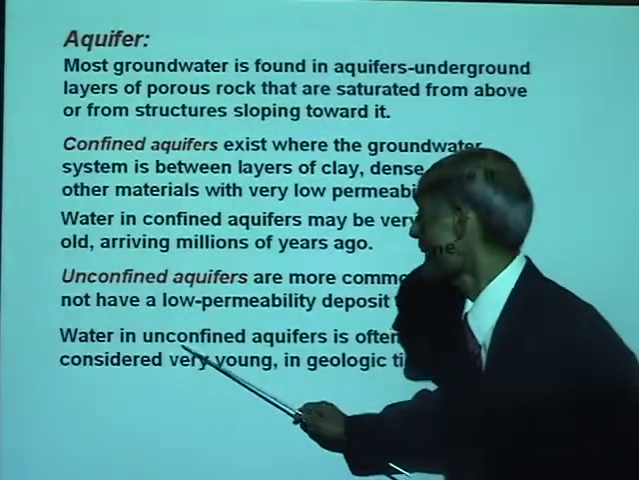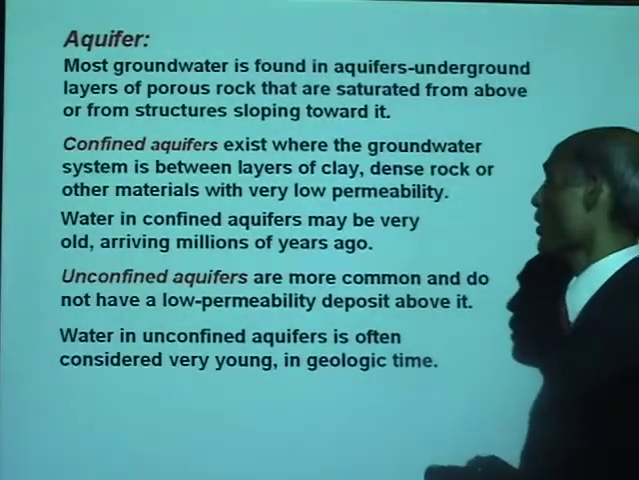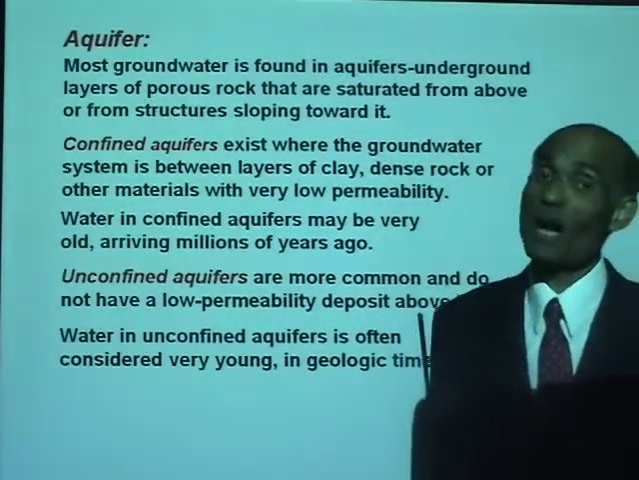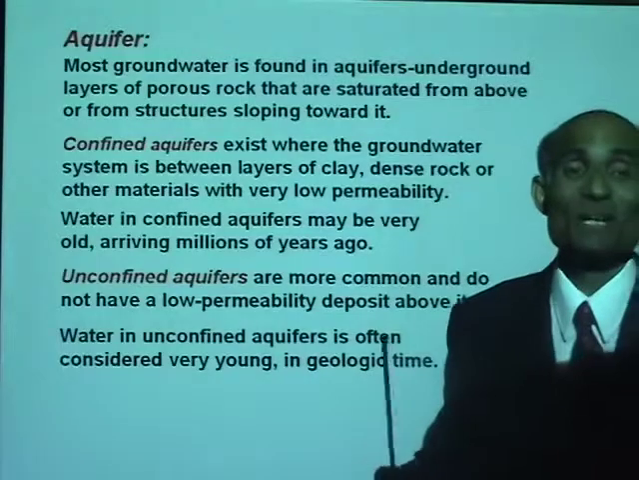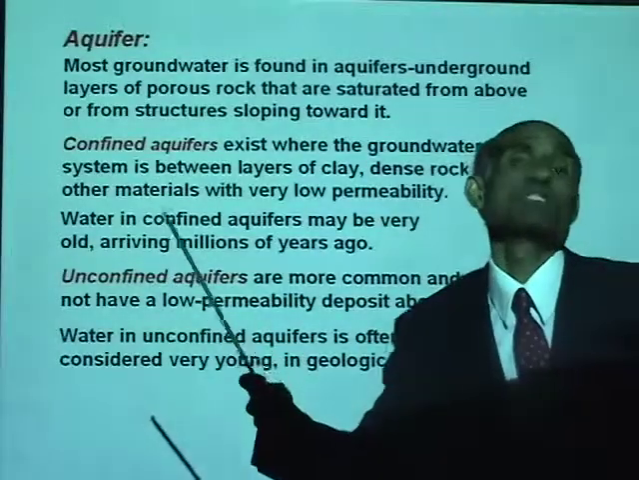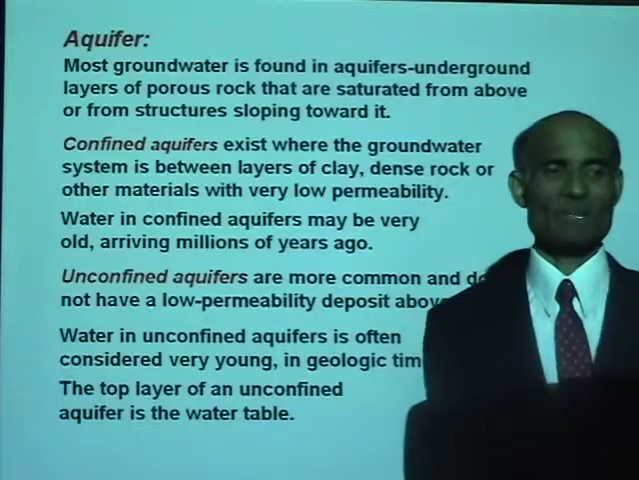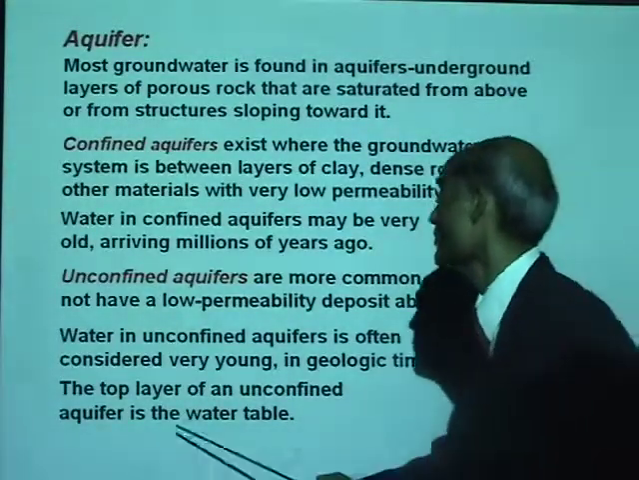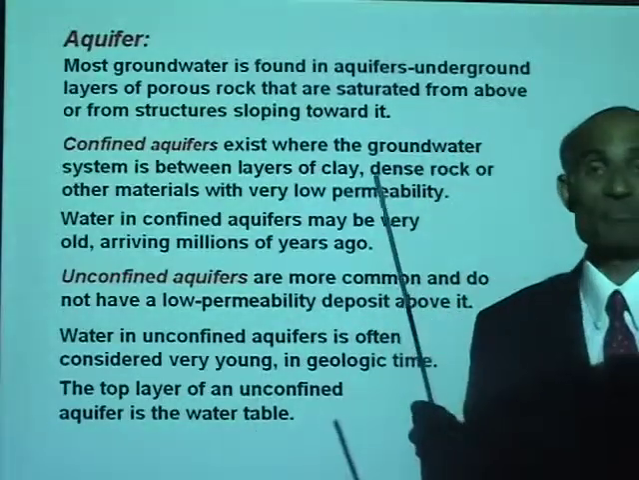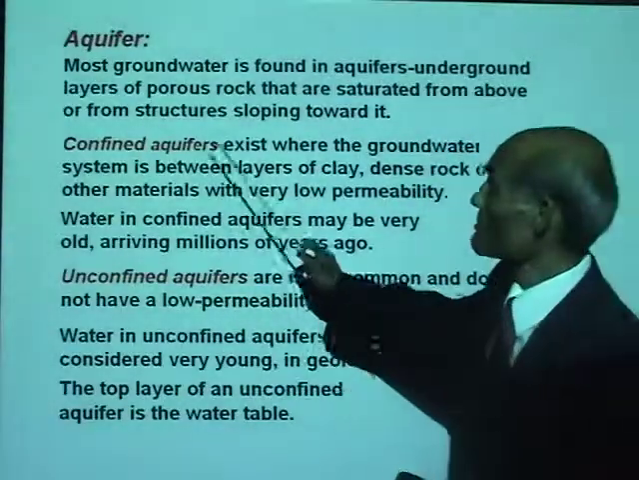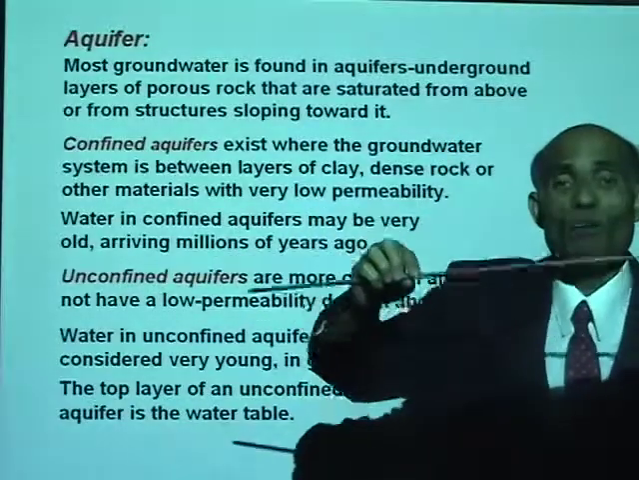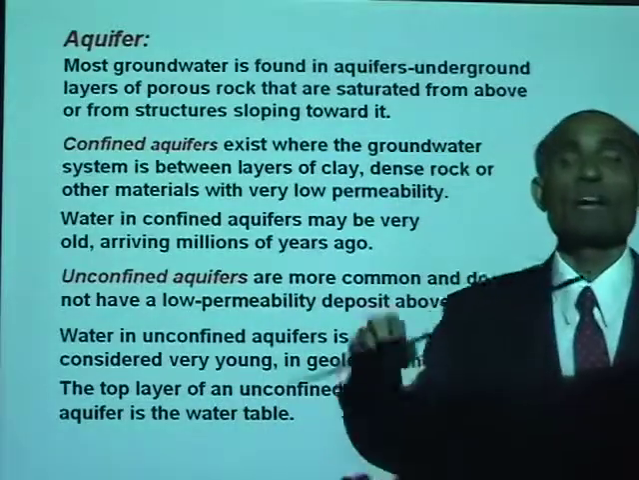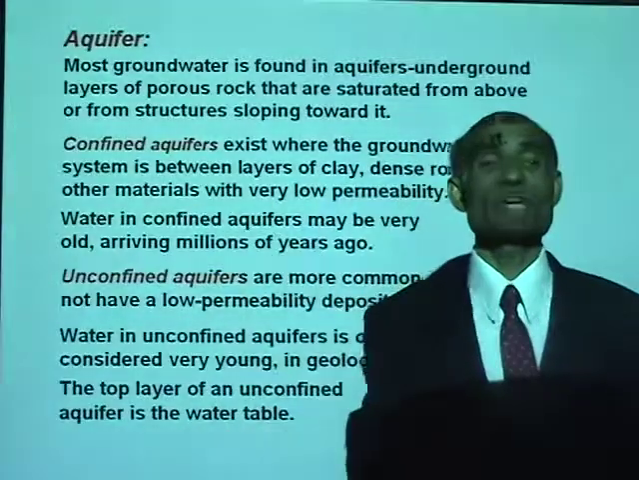So water in unconfined aquifers is often considered very young in geologic time. When you say young, it is not 20 or 30 years, but in terms of geology, it is a few million years. The top layer of an unconfined aquifer is the water table. So in the diagrams I have been showing you, the layer below the water table is actually an unconfined aquifer, which doesn't have a rock layer in between.